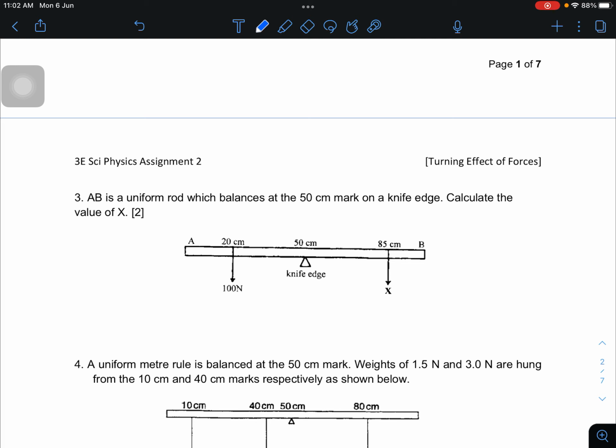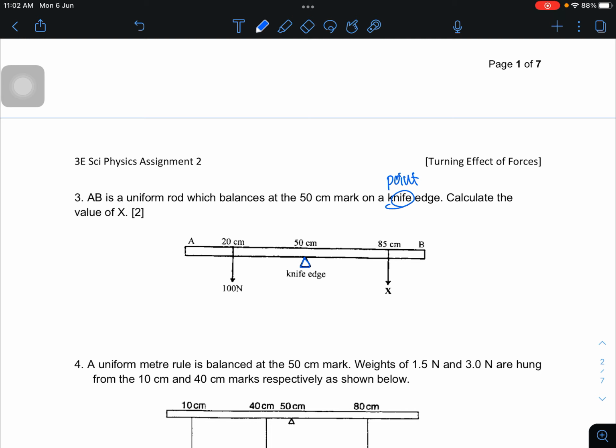AB is a uniform rod which balances at the 50 cm mark on a knife edge. Let's talk about knife edge. This is basically telling you that it's a very sharp point. So it acts as a perfect representation of a pivot, because a pivot has to be supported at only a single point, not over a region. Calculate the value of x.